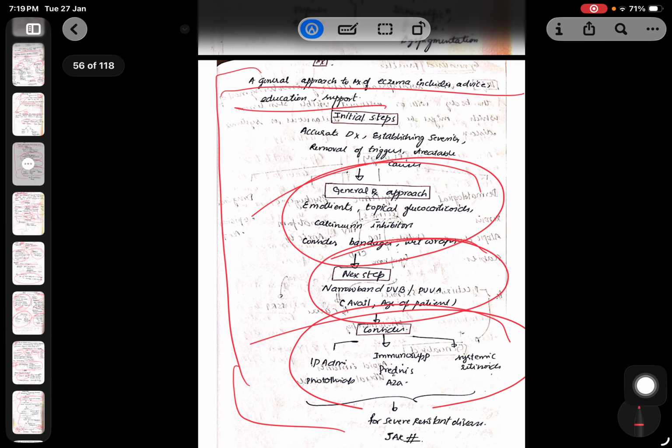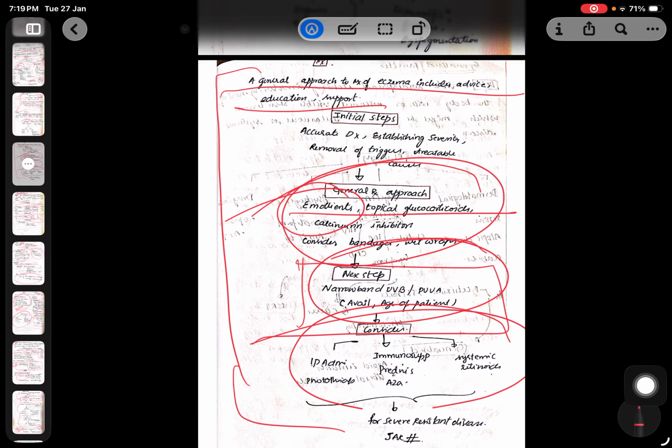There's nothing much. You have to do the accurate diagnosis, then start with emollients. Everywhere you can write emollients, that is moisturizer, all those things. The major important thing is, at the end, if it's not responding to all these things, then you go with PUVA. Then you have to consider immunosuppression. In any management pattern of dermat, make sure you write it, except infection.